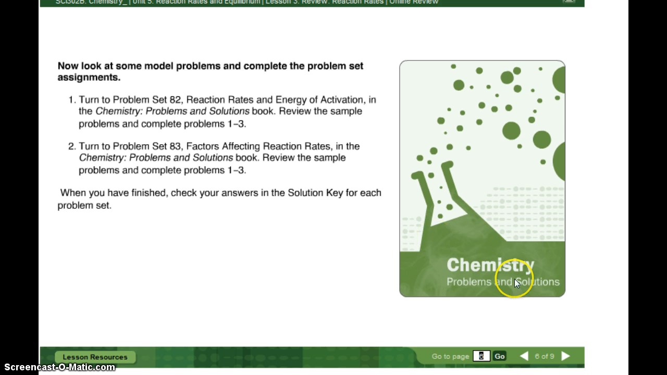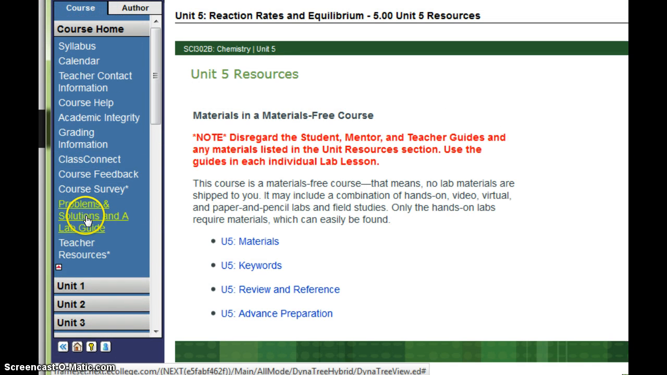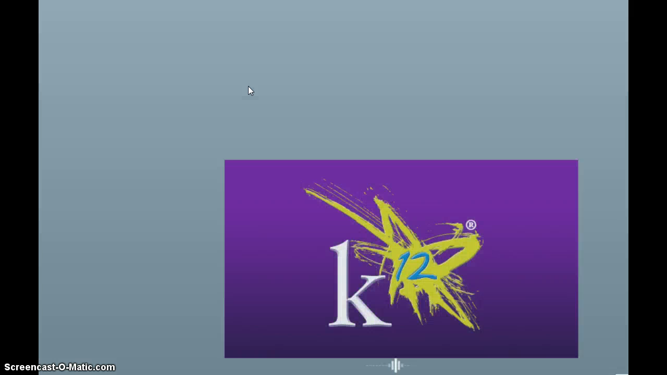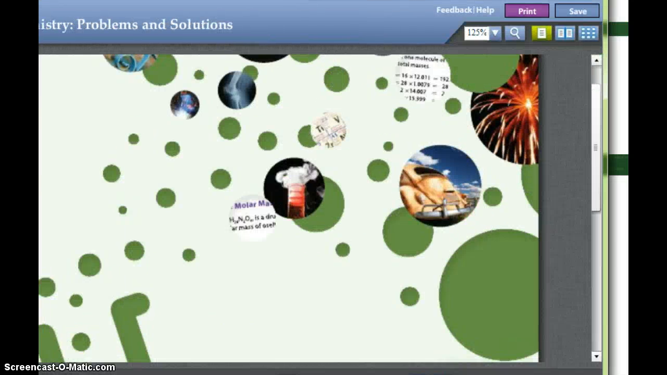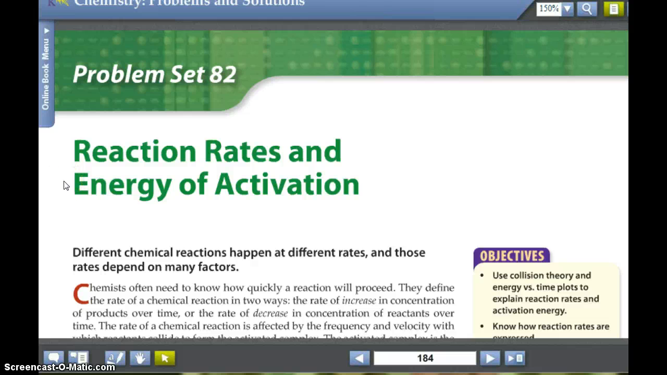And now we'll look at the book to review a few other things. Again, the book, if you forget how to get there, you have to scroll up, and it's problems and solutions and a lab guide. And you just click here, and it opens it up in a new window. And from there, we can find the correct area that we need to go through. There we go. Down there, you can see where it says cover, and you can just type in the number of the page. Right, so problem set 82, we're on page 184.